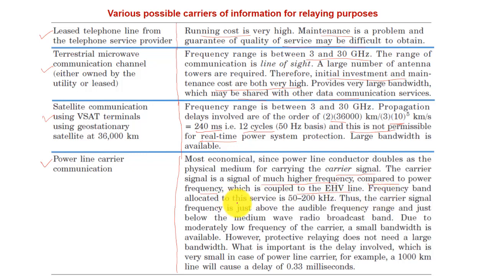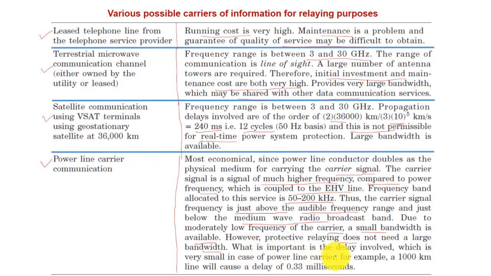The frequency band allocated to this service is 50 to 200 kilohertz. Thus, the carrier signal frequency is just above the audible frequency range and just below the medium wave radio broadcast band. Due to the moderately low frequency of the carrier, a small bandwidth is available, less as compared to the bandwidth available in a terrestrial microwave communication channel. However, protective relaying does not need a large bandwidth.